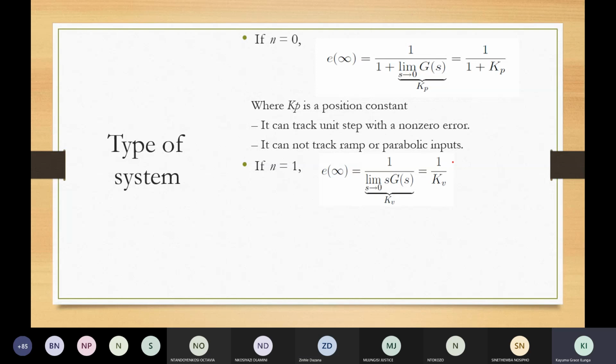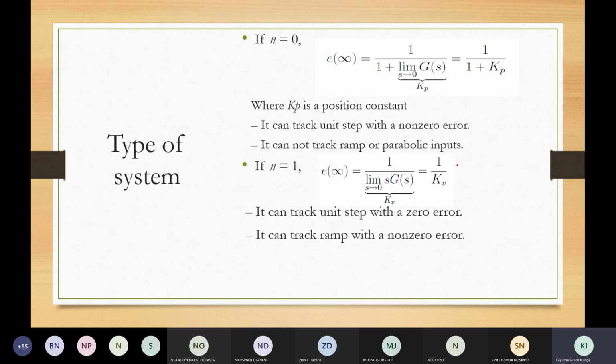Yes, sir. And the formula of the steady-state error will now be 1 over Kv, where Kv is equal to the limit of s approaching 0 of sG(s). So we call it Kv. In this case, the steady-state error for a step input is going to be equal to 0. The steady-state error for the ramp is going to give us a value which is different to 0, but we cannot track the parabolic input. So for the parabolic input, the steady-state error is infinite.